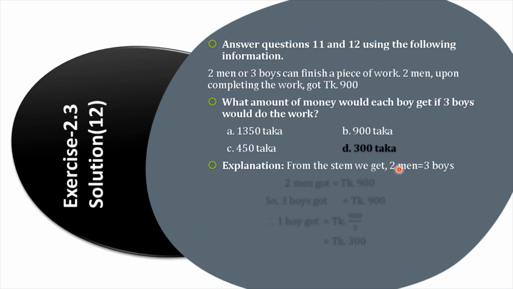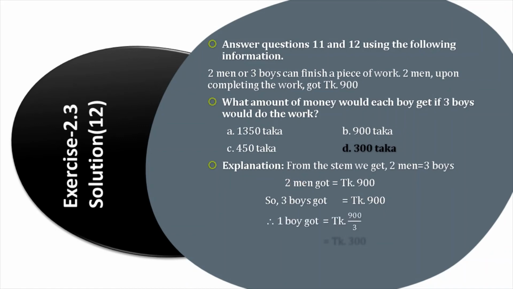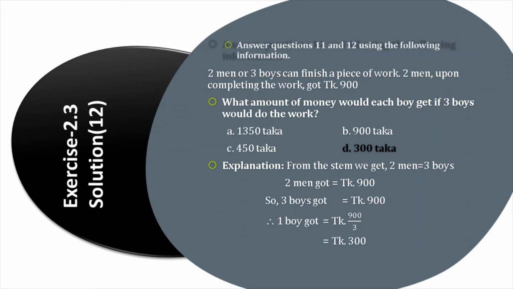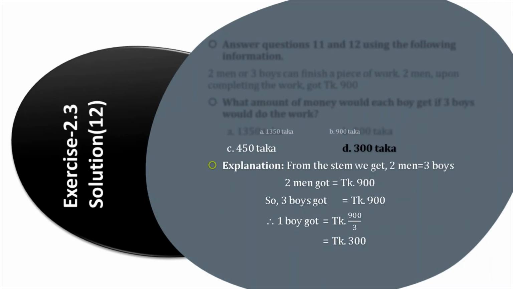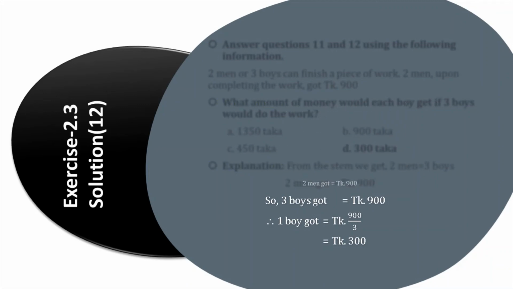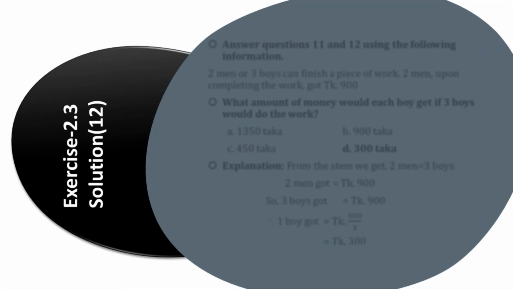From the stem we get 2 men equals 3 boys. So 2 men got 900 taka, because from the story, 2 men got 900 taka. So 3 boys get 900 taka because 2 men equals 3 boys, the same thing. So one boy gets obviously less, and that would be division. So 900 divided by 3, if we reduce we get 300 taka, our desired answer. So this is solution number 12 and the answer will be 300. From the explanation you can understand it easily.